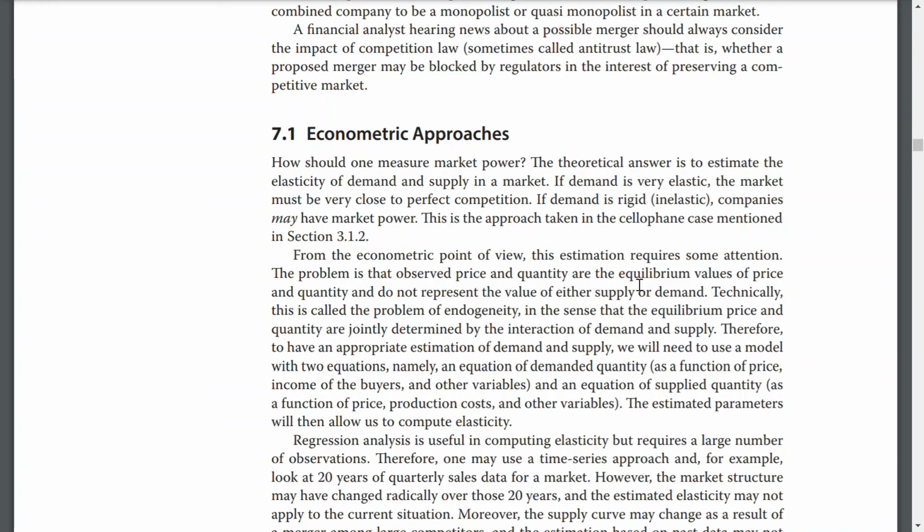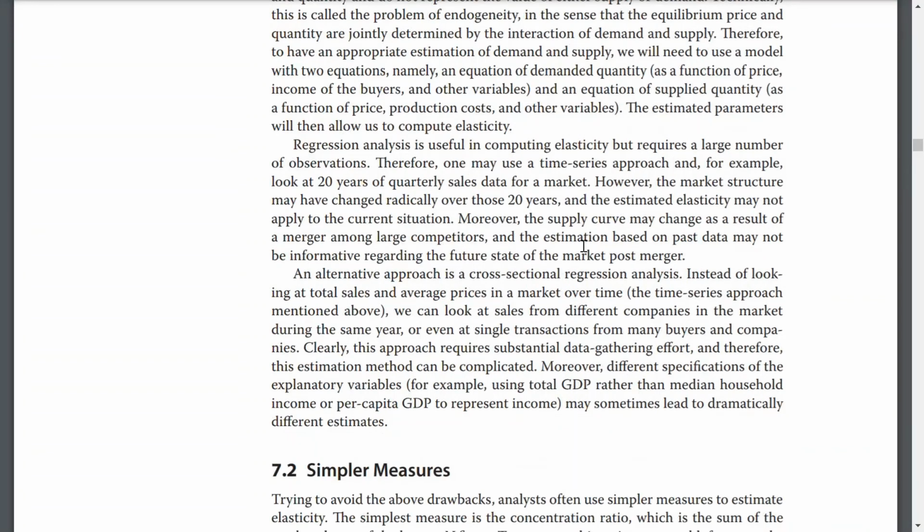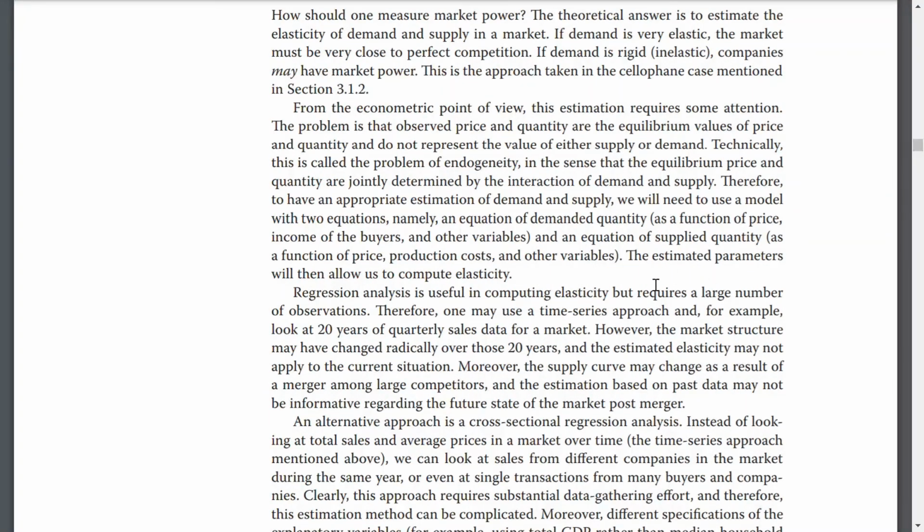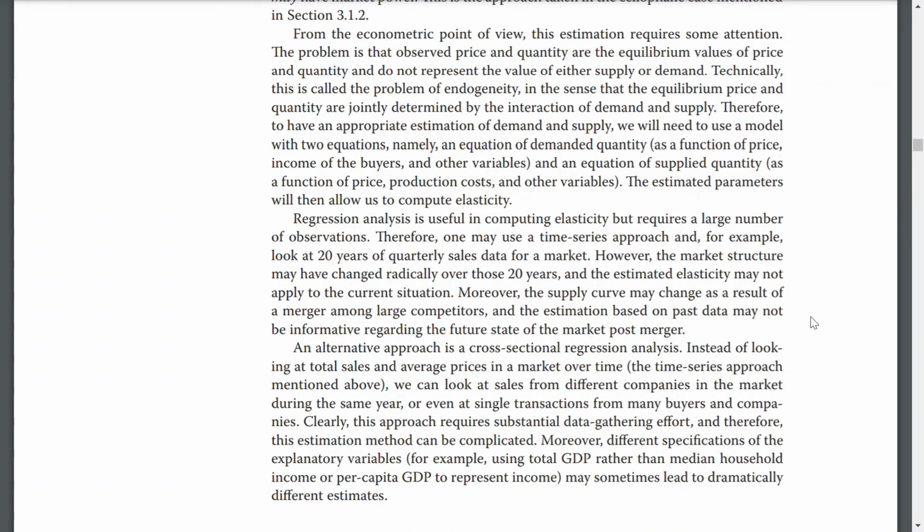Therefore, to have an appropriate estimation of demand and supply, we will need to use a model of two equations, namely the equation of demand as a function of price, income of the buyers, and other variables, and an equation of the supply quantity as a function of price, production costs, and other variables. The estimated parameters will then allow us to compute elasticity.